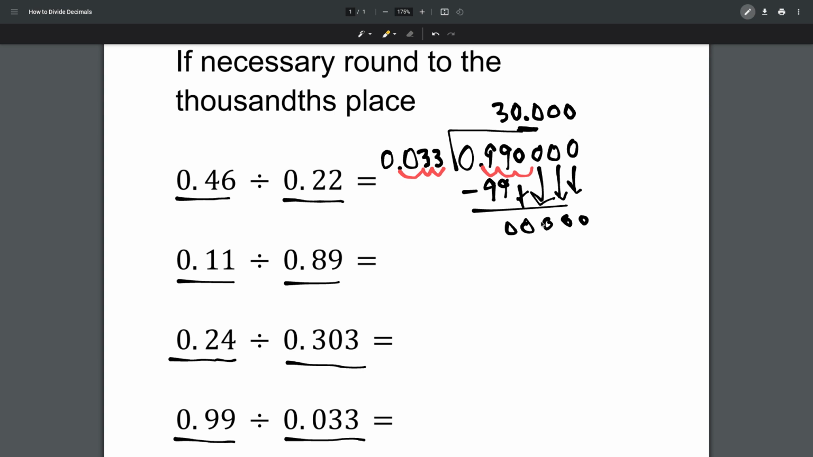Okay. 0.99 divided by 0.033 is 30. And if you wanted to write it to the thousandths place, you could write 30.000.